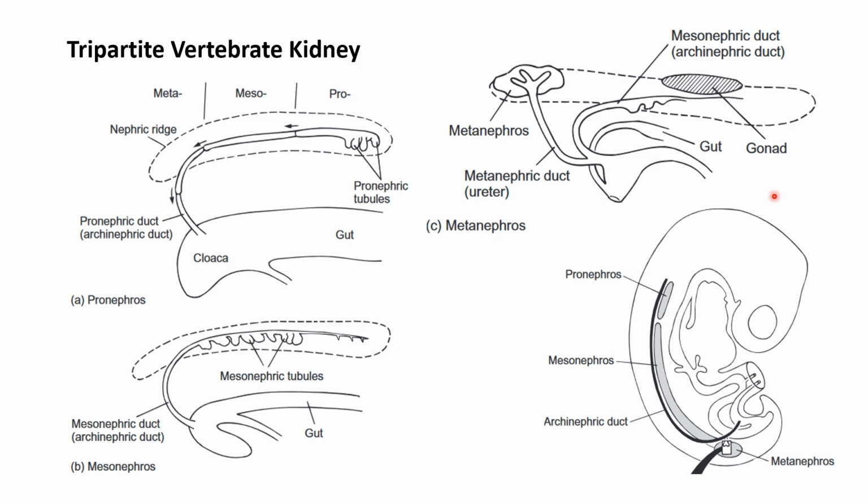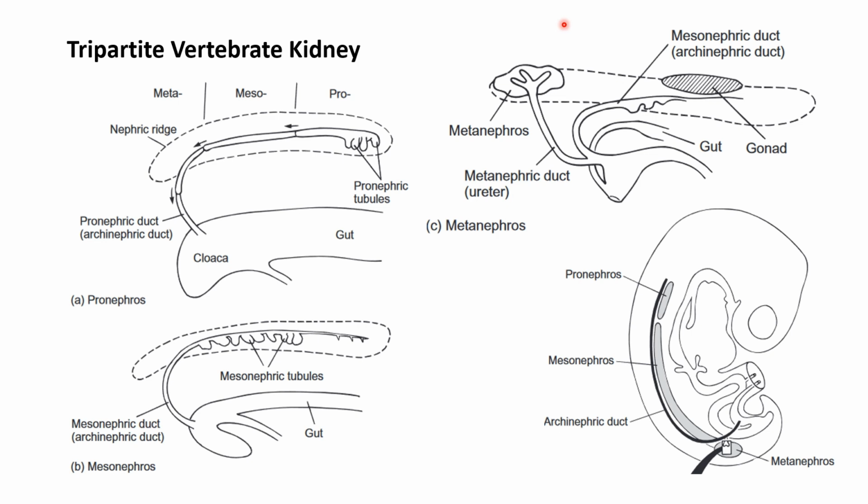Vertebrates have three different types of kidneys based on where they develop from the long nephric ridge. The pronephros develops from the cranial portion of this ridge, whereas the mesonephros develops from the middle portion. The metanephros sprouts from the caudal portion of this nephric ridge. Let's start with the pronephric kidneys.